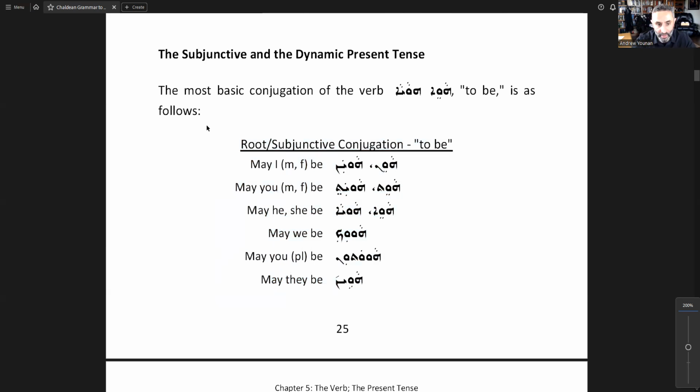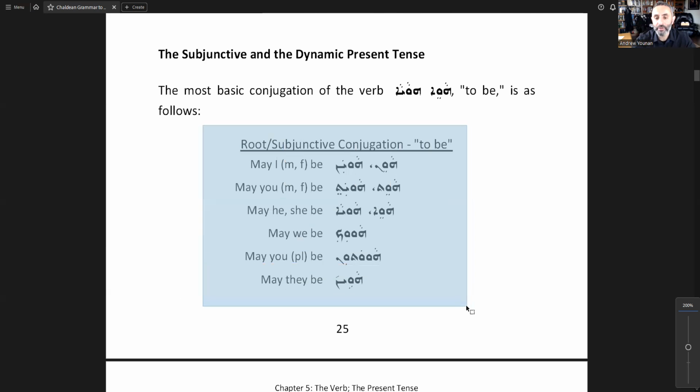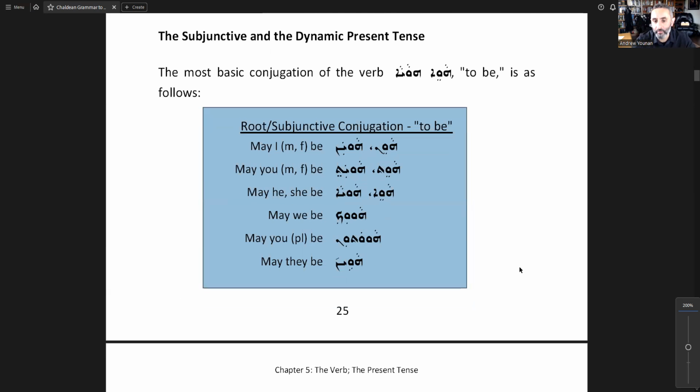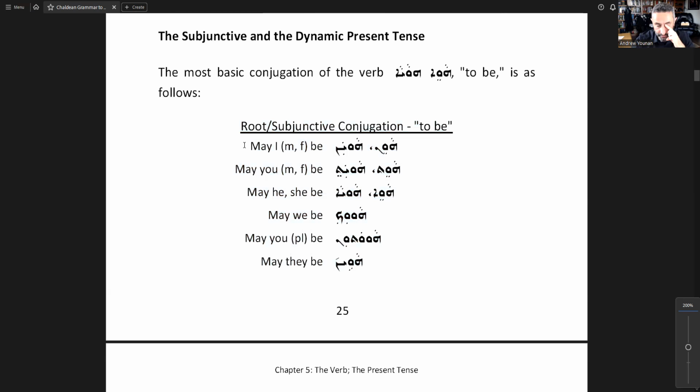Why am I introducing this now? Because the most basic form of the verb in Chaldean, without any added letters or anything like that, happens to be the subjunctive. This is the most basic. If you just take the root by itself and just say the root, it happens to mean may I or let me. I don't know what that means. Maybe Chaldean is just a very polite language. I don't know. So let me give you this conjugation. And again, this is something that you really, really should memorize.